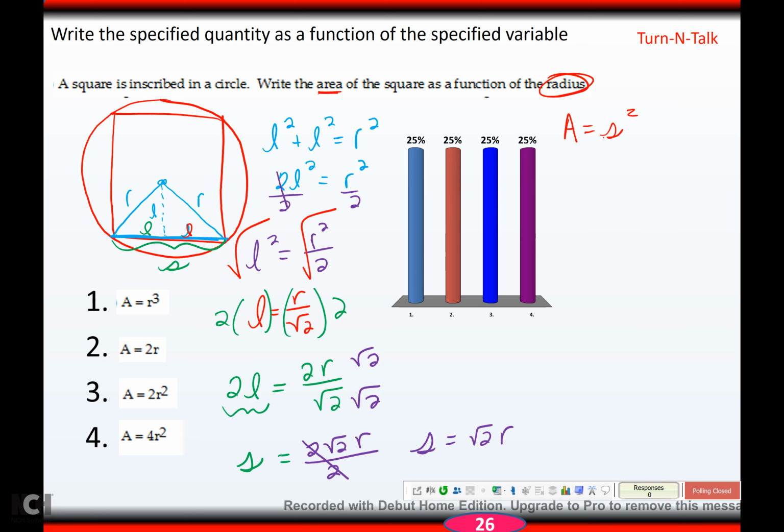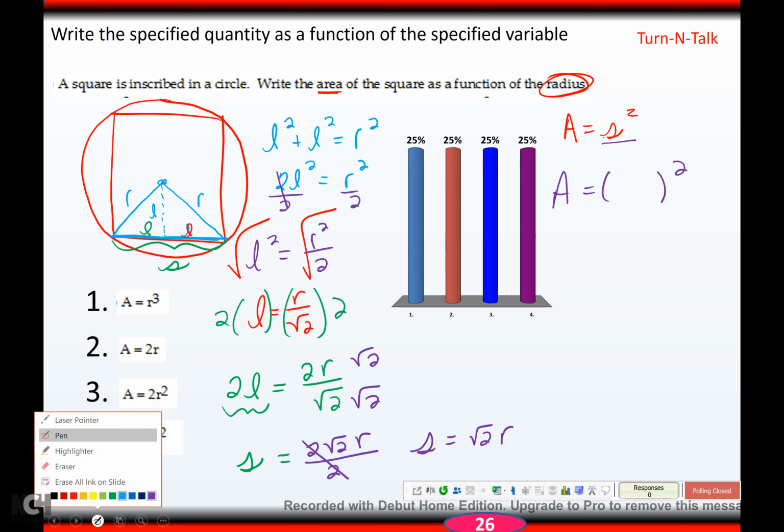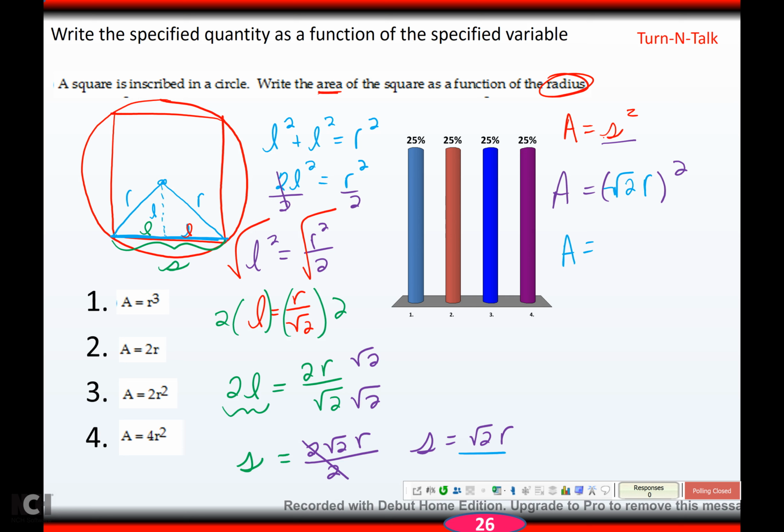So now I can replace this, just the side. I still have area equals side squared, but now I know what a side is. A side is the square root of 2R. When I square that, I square them both. The square root of 2 squared is 2, and R squared is R squared. So now I have the area of the square in terms of the radius of the circle. Pretty cool? Alright.